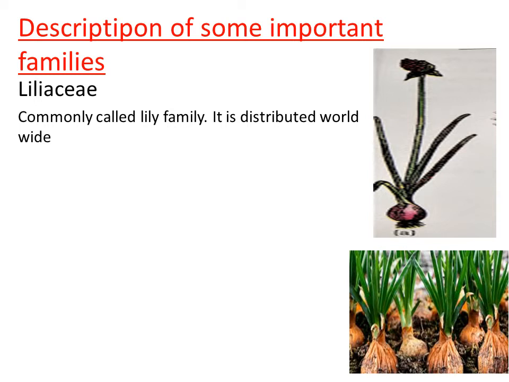There are different plants that belong to the Liliaceae family. As I already told, the lily plant belongs to this family. Then the onion plant, aloe vera plant, asparagus plant, and tulip plant. These are some examples of plants belonging to the Liliaceae family. All these are monocotyledonous plants, right?